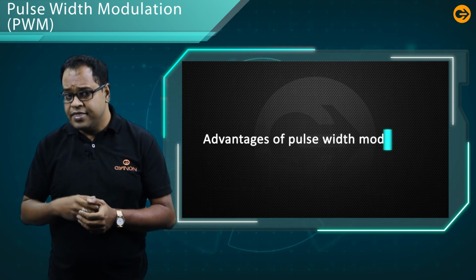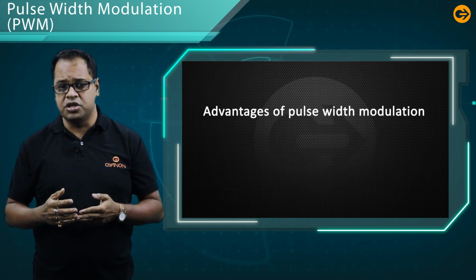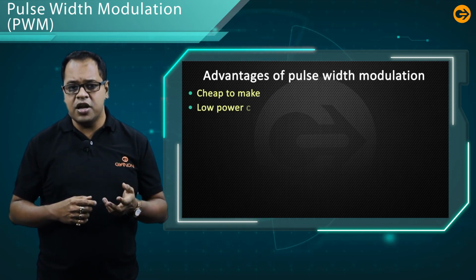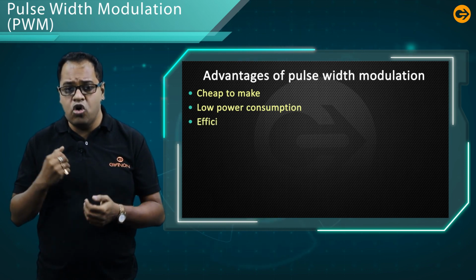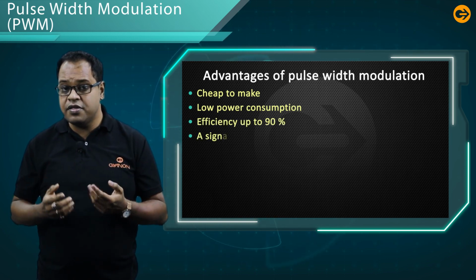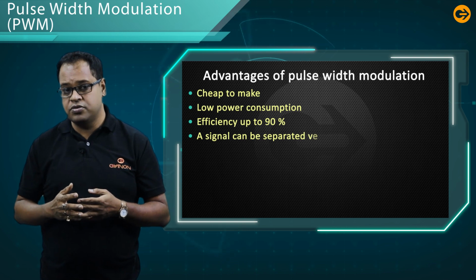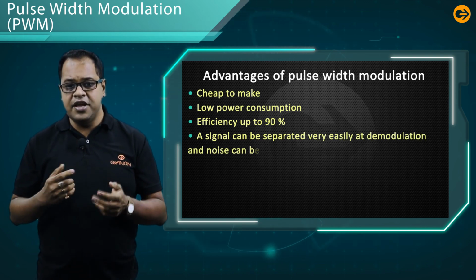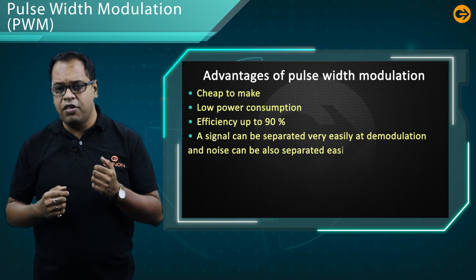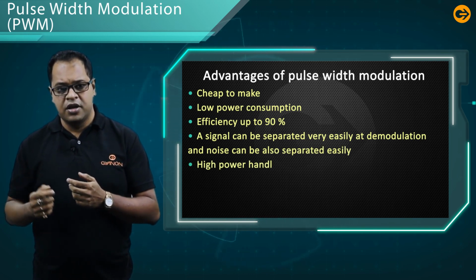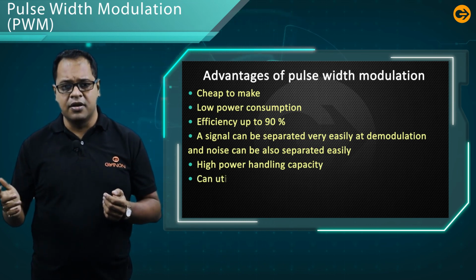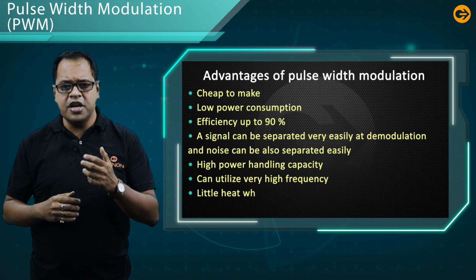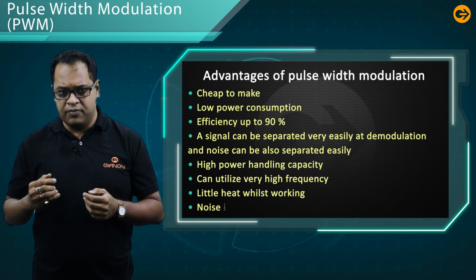Now let us discuss the advantages of pulse width modulation. First of all, it is very cheap to make. The second one is it has low power consumption. Efficiency is up to 90%. So far so good. A signal can be separated very easily at demodulation and noise can also be easily separated. It has high power handling capacity. It can utilize very high frequency, with little heat while working.